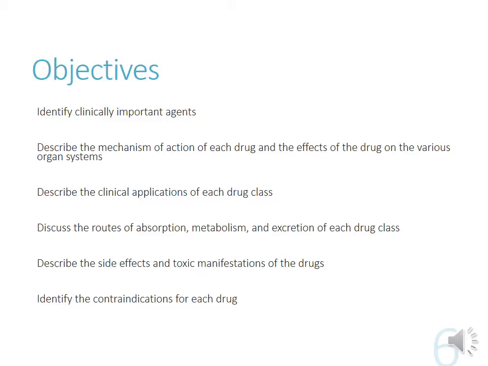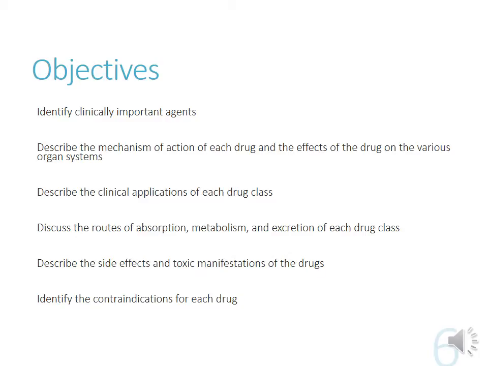We'll look at the clinical applications for each drug class. We'll talk about the specific pharmacokinetics for those different classes, and then look at those side effects and manifestations of toxicity. And then look for any contraindications. And so we'll focus on things like absolute versus relative contraindications. And obviously an absolute contraindication means what? Never ever give it to. Yeah, you would never ever want to give this drug to this person.